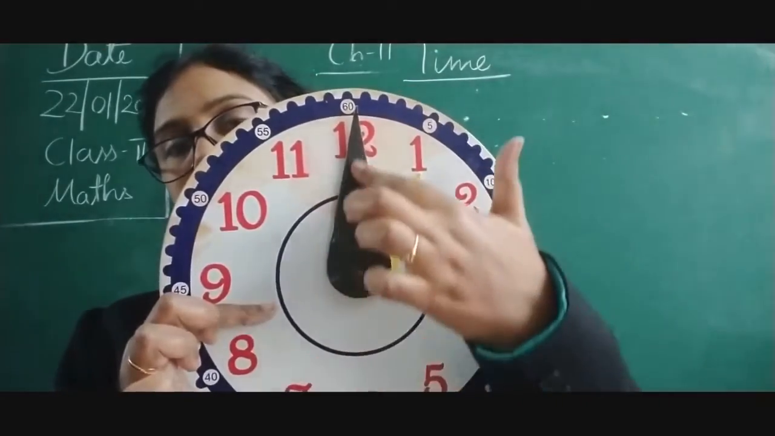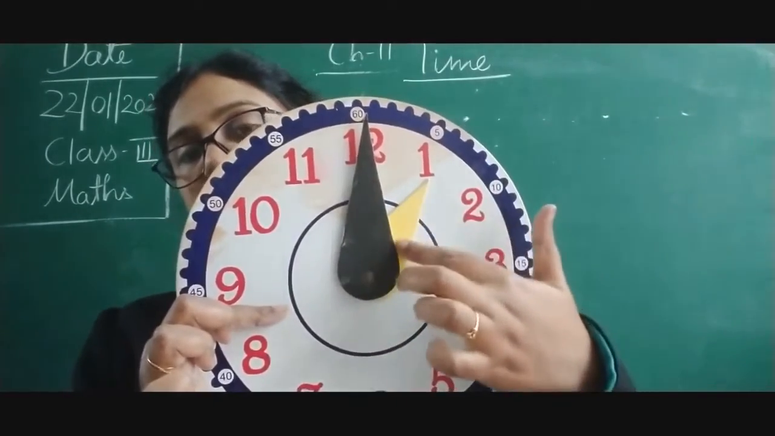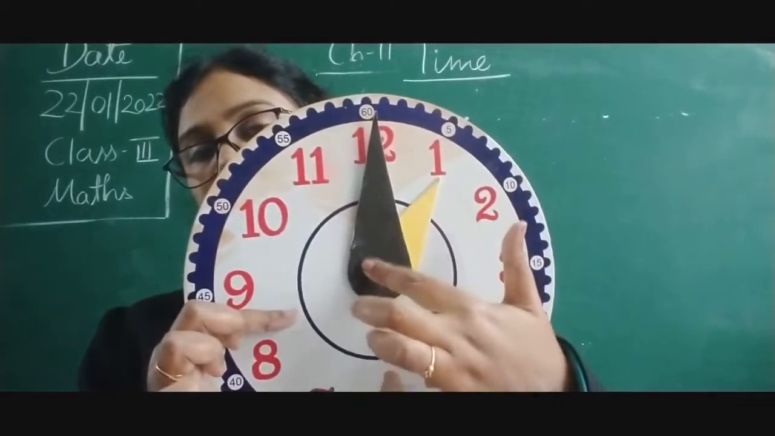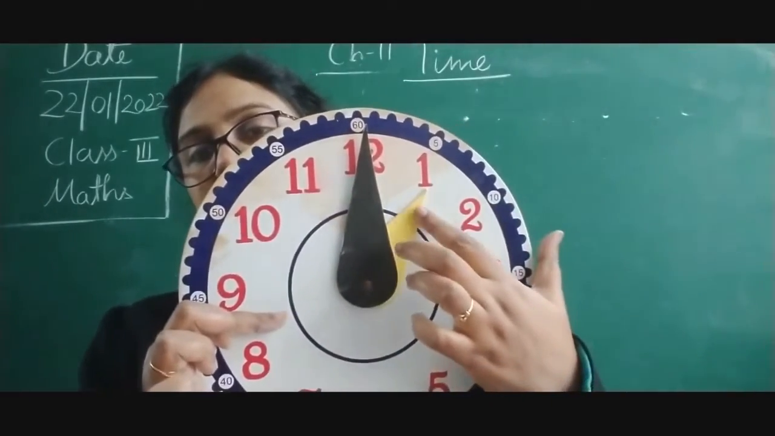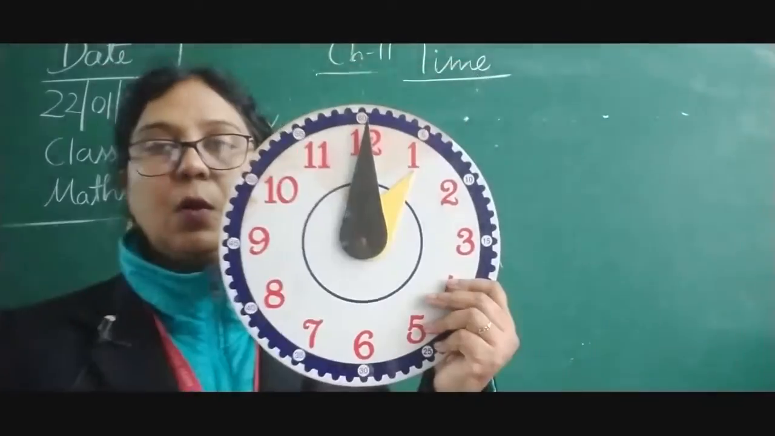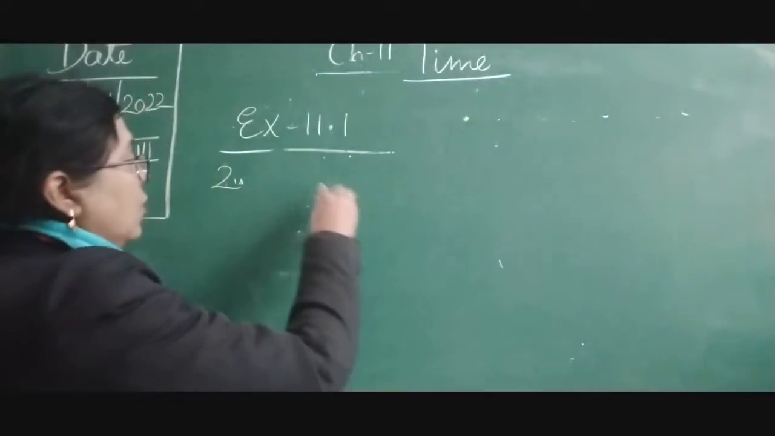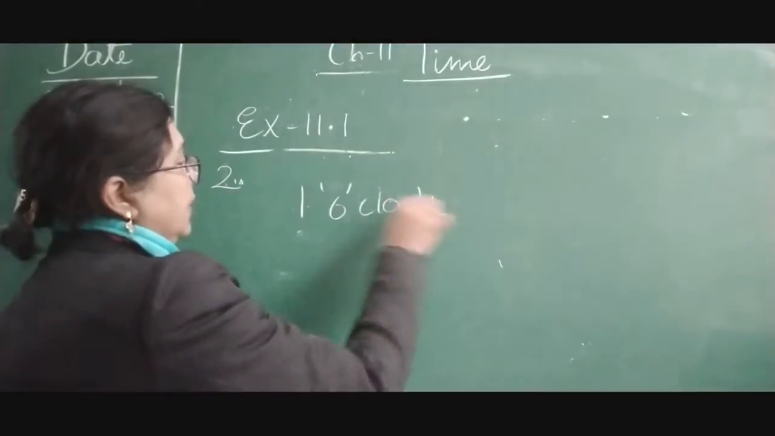The shorter hand is your hour hand and this is your minute hand. So the minute hand will be at 12 and the hour hand will be at 1. So that is called 1 o'clock. It is now 1 o'clock in this one. Okay, this is 1 o'clock.